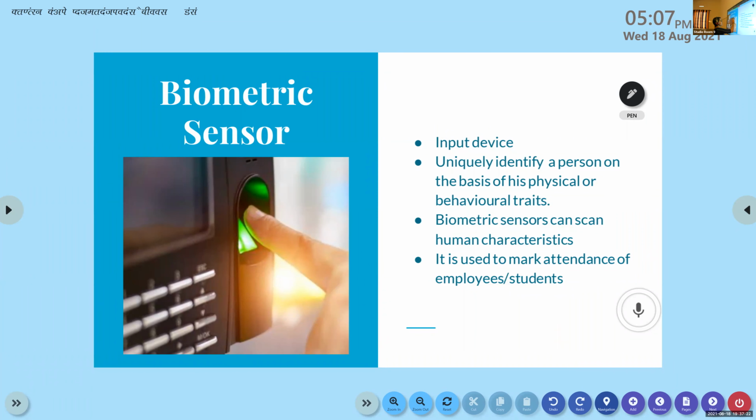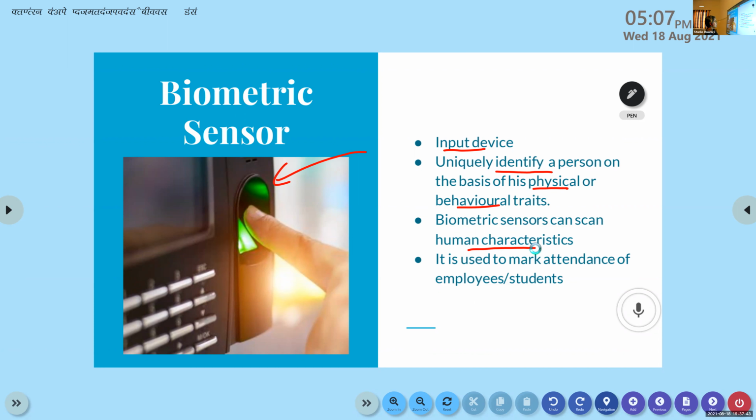So this is the biometric sensor. Those who have not seen this, this is the biometric sensor. It is an input device. It uniquely identifies a person on the basis of his or her physical or behavioral traits, isn't it? So it scans human characteristics, and mainly it has been used for marking the attendance of employees and students.